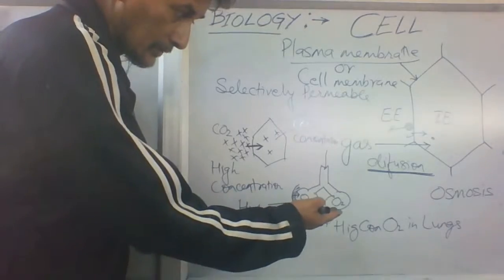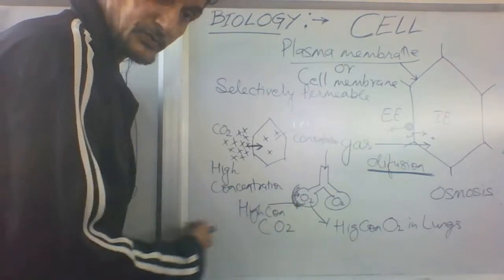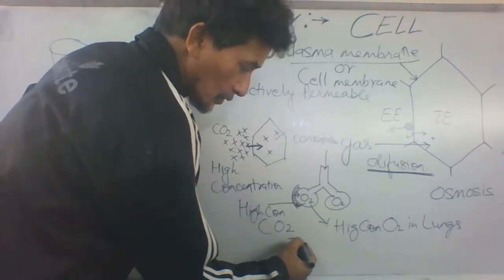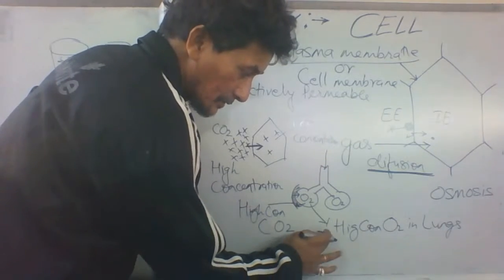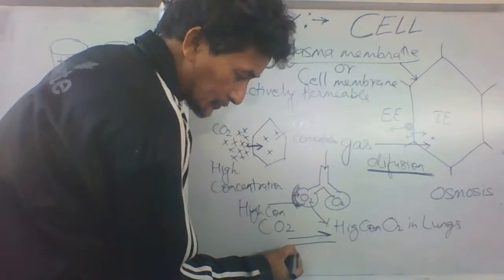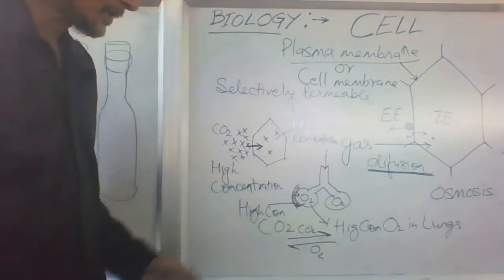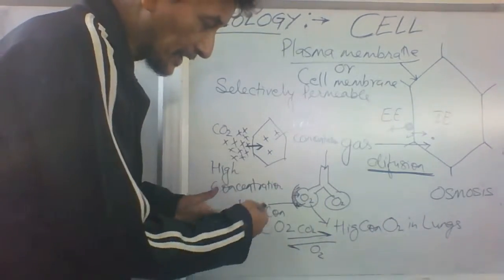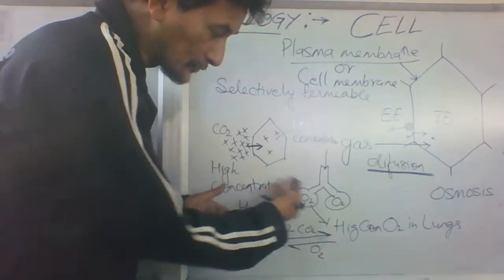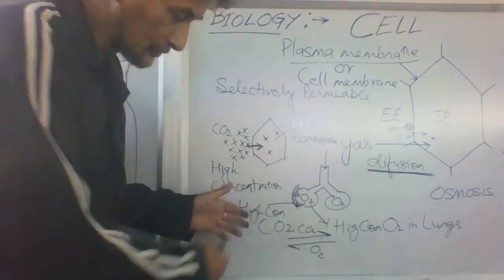This is called oxygen and CO2 exchange. CO2 goes inside the lungs and O2 goes inside the blood vessels. This movement is called exchange. They are exchanging. One is giving out the CO2 and the other is giving out the oxygen.